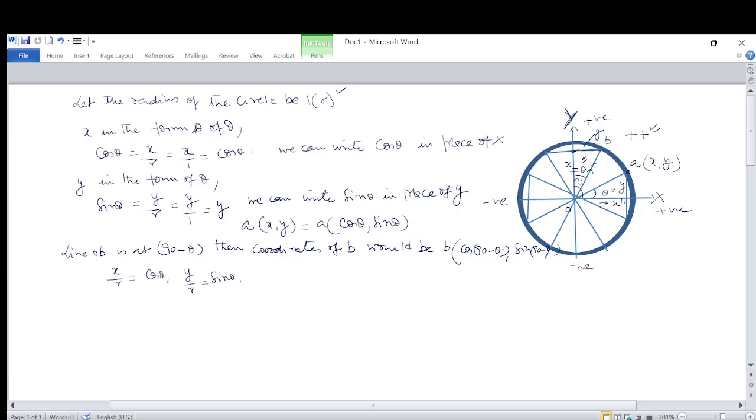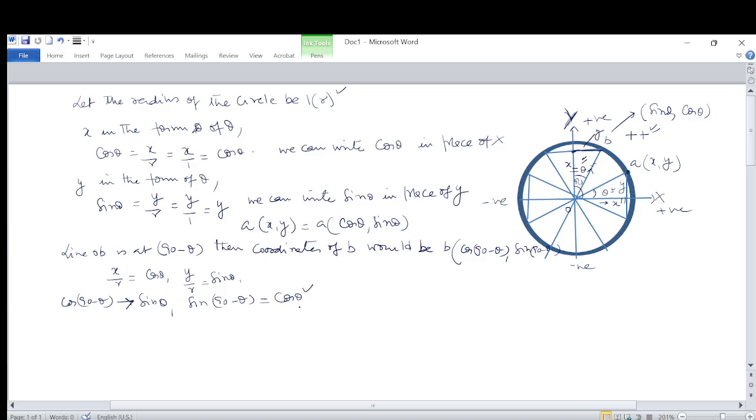But just see this point to be noted: this is the horizontal axis, and the horizontal value is written first. So in place of x, y will come, and in place of y, x will come. So the coordinates of B become sine theta, and cos theta. So we find that cos 90 minus theta becomes sine theta, and sine 90 minus theta becomes cos theta.